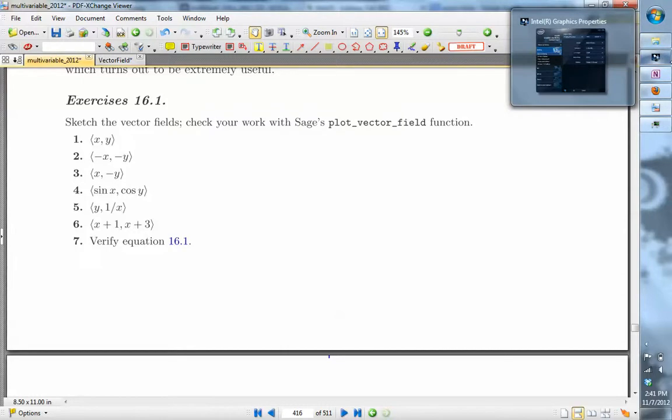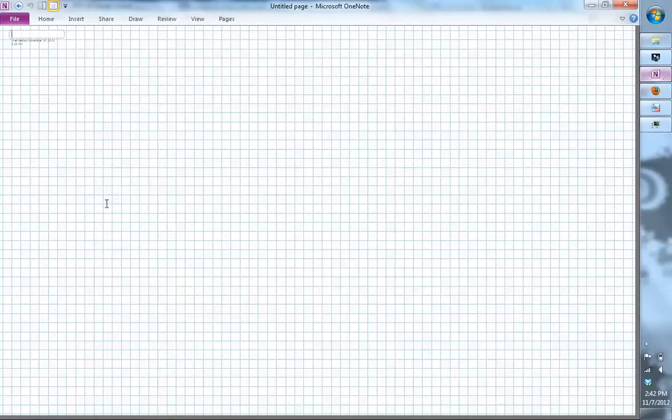What I'd like to do is sketch these vector fields point by point so that we get an idea of what a vector field actually is. And I'm going to start with number 1, the vector field xy. So I'm interested in this vector field.